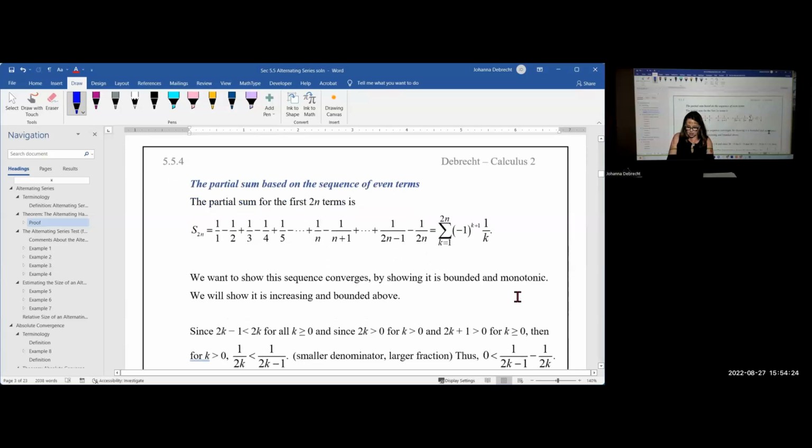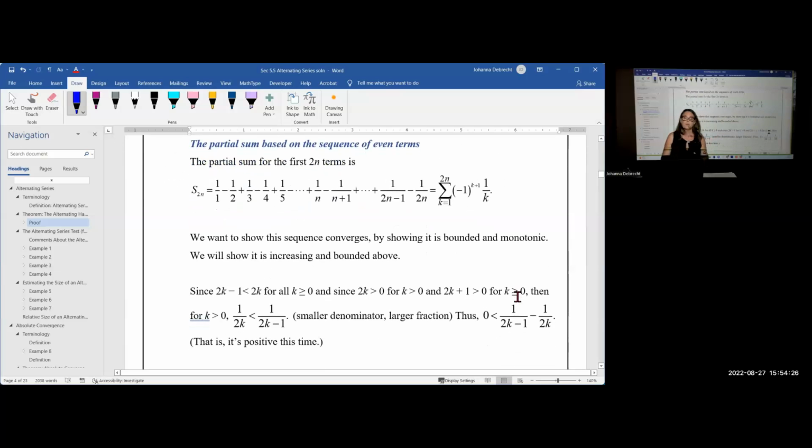Now we want to look at the sequence of even terms. So we want to take a partial sum for an even term. So we guarantee that it's even by multiplying by 2. So S sub 2n. So we're not going as far out as we did previously. We're not going to a sub 2n plus 1. We're going to stop at a sub 2n. So when we get out here, again, we're taking a partial sum, and we're going out only until a sub 2n.